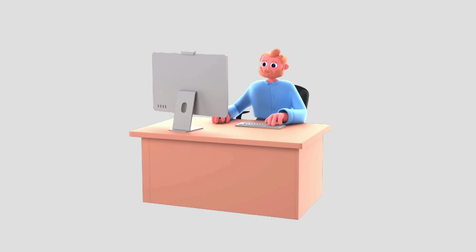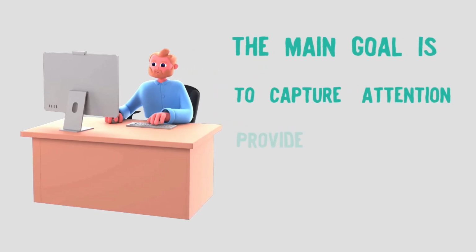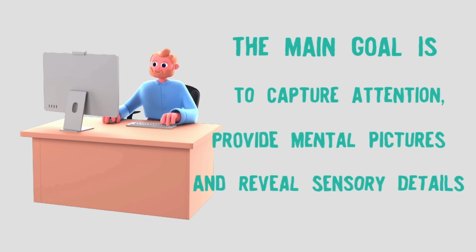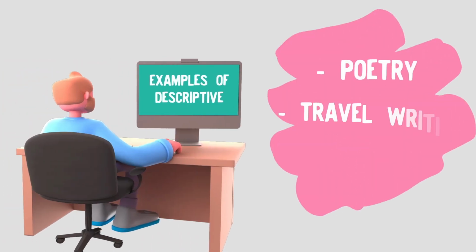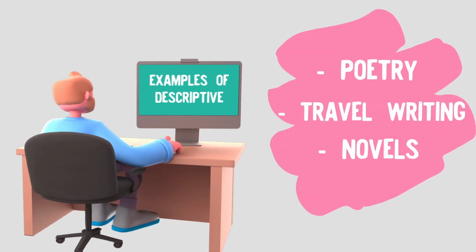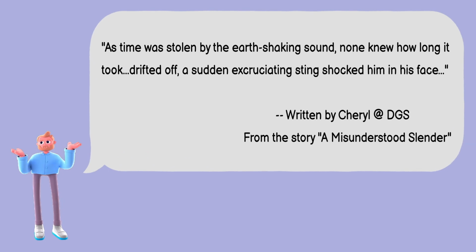The main goal of descriptive writing is to describe and capture the reader's attention. Descriptive writing can be written from any point of view, depending on the focus of the description. Examples of descriptive writing include poetry, travel writing, and novels. Take a look at a descriptive example written by our student.